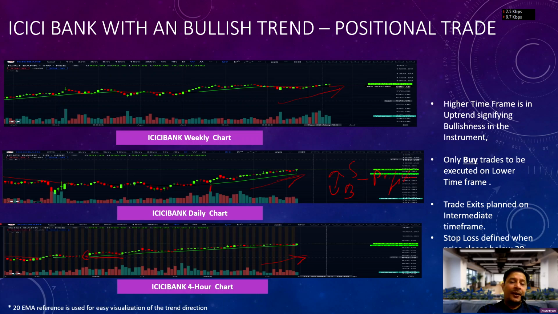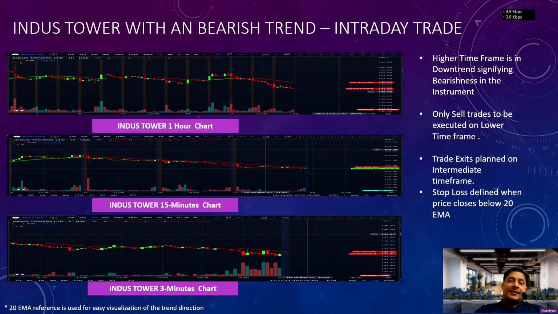So that way you would be able to manage your risk reward ratios very well. Okay, let's take an example of a few other stocks and see how things shape up there. Let's look at the Indus Tower.